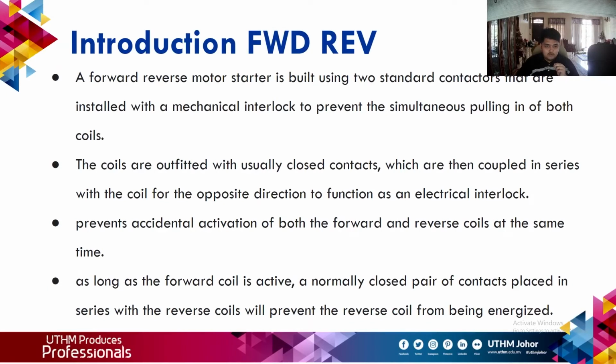So, introduction to the forward reverse. A forward reverse motor starter is built using two standard contactors that are installed with a mechanical interlock to prevent the simultaneous pulling in of both coils. The coils are outfitted with normally closed contacts, which are coupled in series with the coil for the opposite direction to function as an electrical interlock. The function of the interlock is to prevent accidental activation of both the forward and reverse coils at the same time, which means if we want the motor to run in the forward direction, the reverse coil is prevented from being energized.